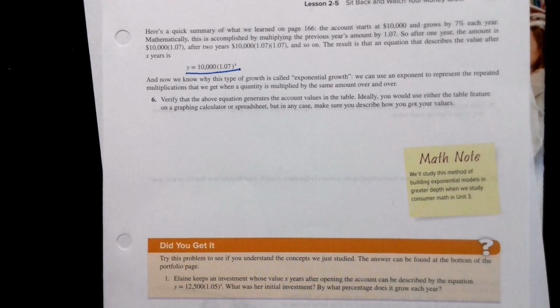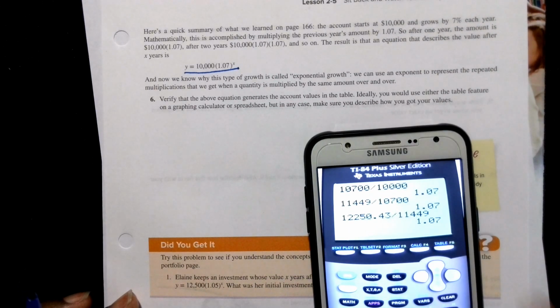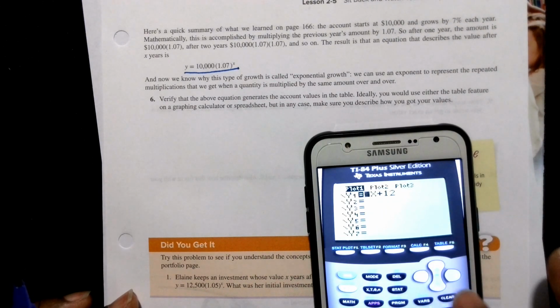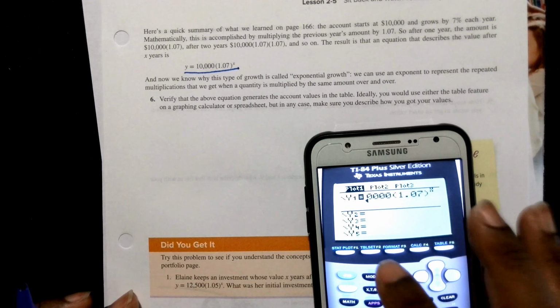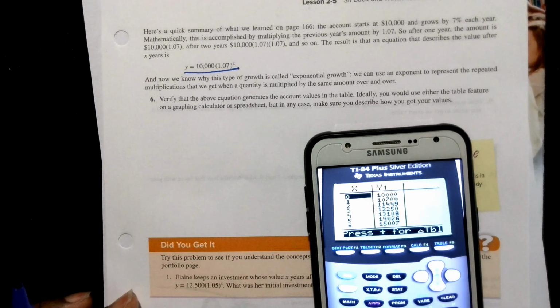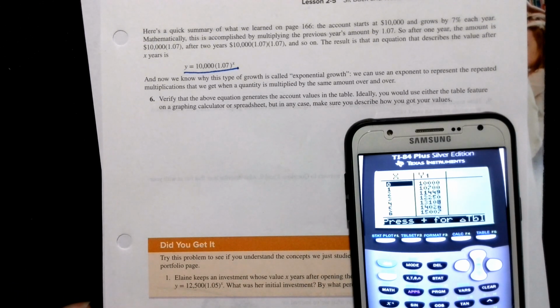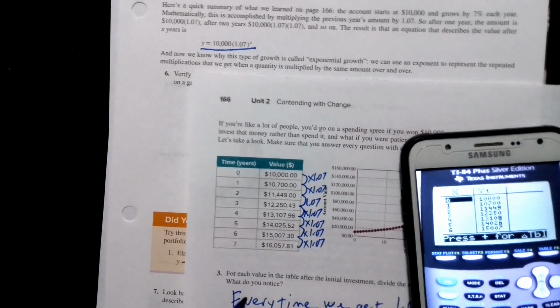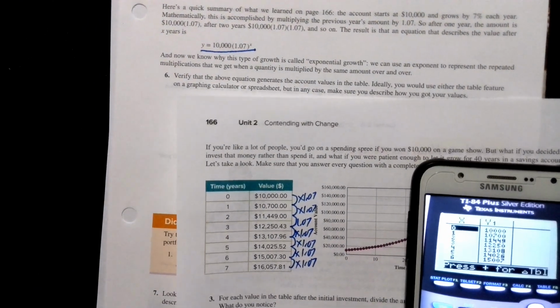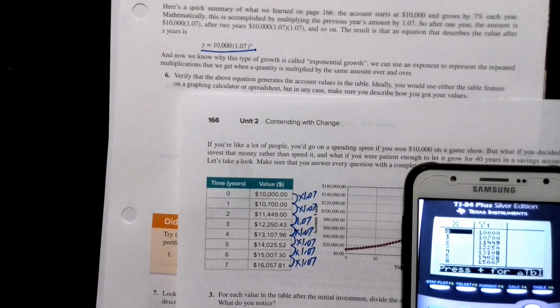Okay, so this is what we would do. We turn on our calculator, go to y equals, and we would type in this equation. We have 10,000, parenthesis, 1.07, close the parenthesis, hit the exponent key, and hit X. Now we just go to second, and then graph, and we look here at the table. This is our table. This is our calculator.